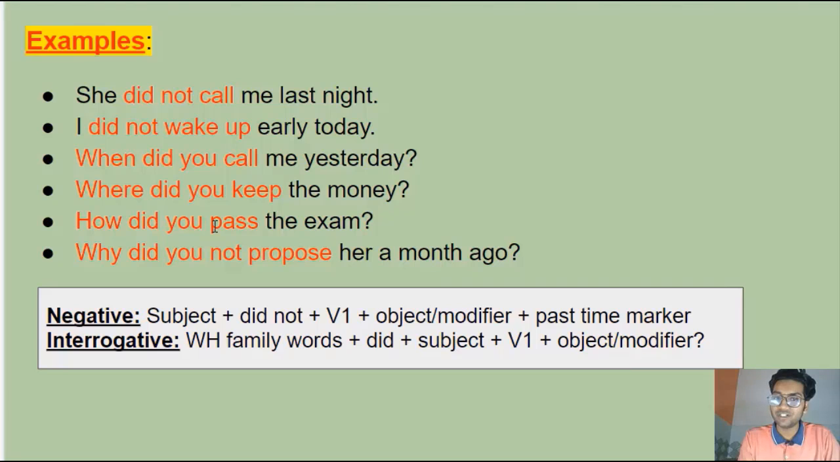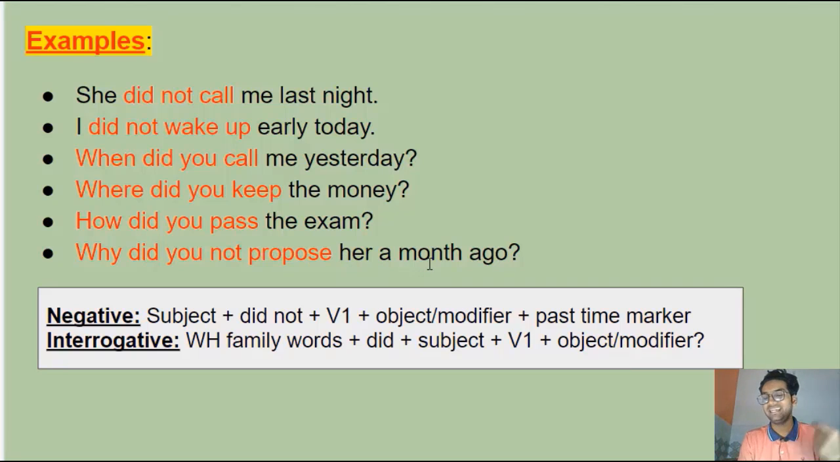Okay. How did you pass the exam? Again, I'm talking about something that happened in the past and I want to know how it happened. How did you pass the exam? Why did you not propose her a month ago? Why did you not do something? Why did you not propose her a month ago?